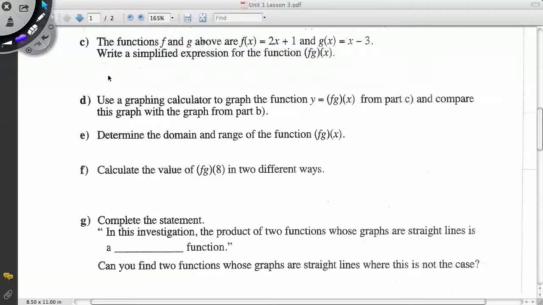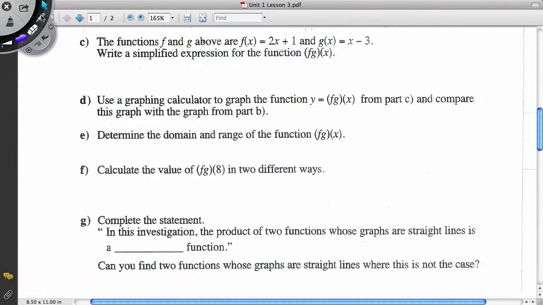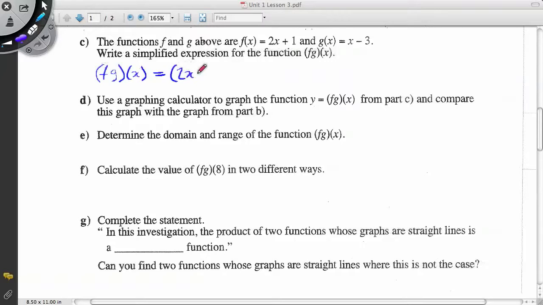Okay, so part C here, the functions f and g above are the following, same as it was before. And it's saying here, write a simplified expression for these functions. So if we do that, we will multiply these two together. In other words, f of x times g of x can also be written as that. So we're going to multiply the following: 2x plus 1 multiplied by x minus 3.